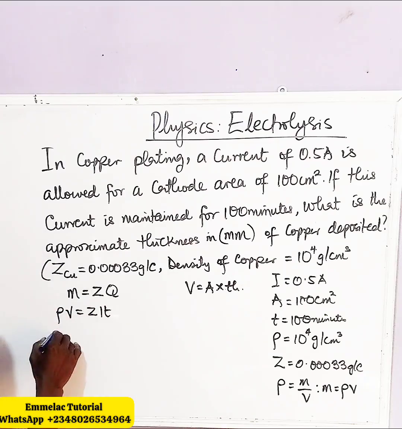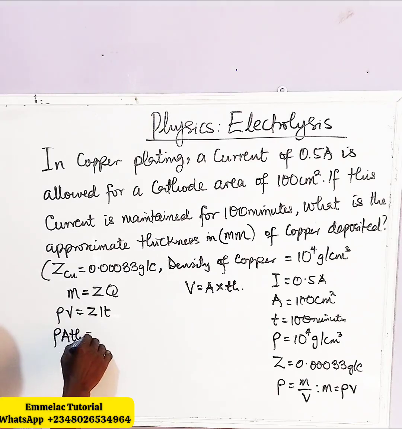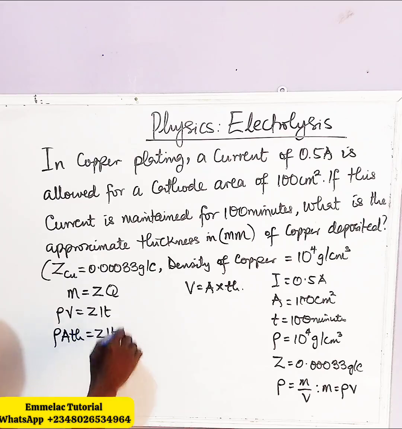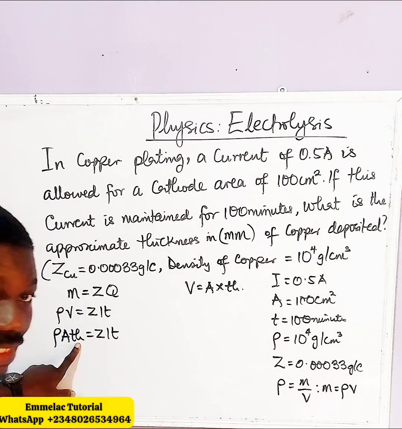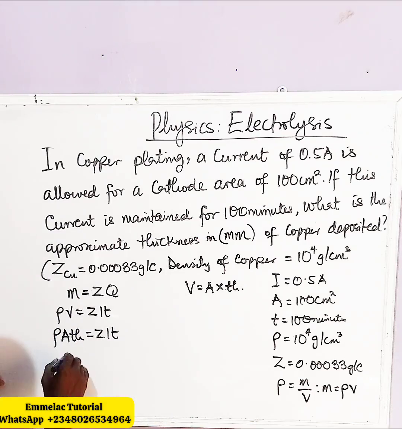So here we have density times A, then times thickness, then equals ZIT. Take note that we are looking for the thickness. So we have to make thickness the subject of the relation. So here we have that the thickness will give us ZIT all over the density times the area. So now this is the formula we'll be working with to find the thickness.